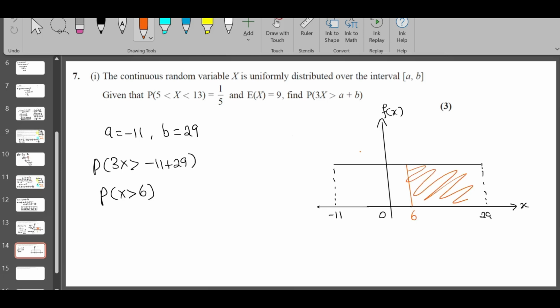So this area. So what would be this point? 1 over b minus a. b minus a is 29 minus of minus 11, which is 40. So this point is going to be 1 over 40. So the area is this length from 6 to 29. That's 29 minus 6 times the breadth of the rectangle, 1 over 40. That's basically 23 over 40. Cannot be simplified further. That's all.